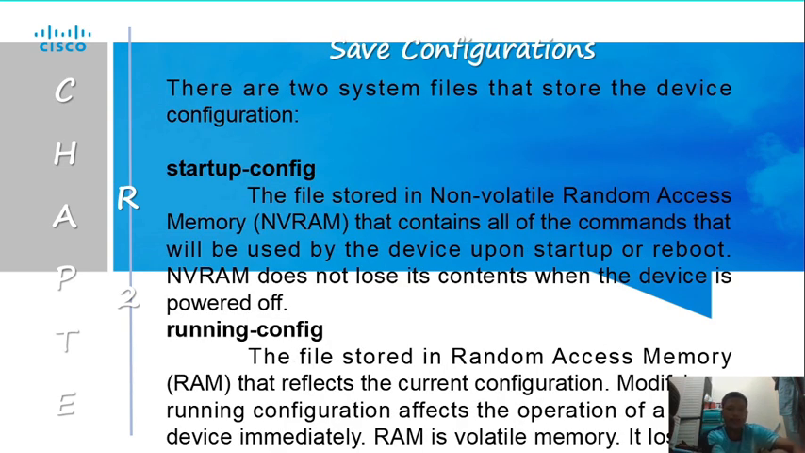Next is saving the configuration. So, startup config: the file is stored in non-volatile random access memory, or NVRAM, and contains all the commands that will be used by the device upon startup or reboot. NVRAM does not lose its content when the device is powered off. Running config: the file is stored in random access memory, or RAM, and reflects the current configuration. Modifying a running configuration affects the operation of a Cisco device immediately. RAM is a volatile memory, it loses all its content when power is lost.